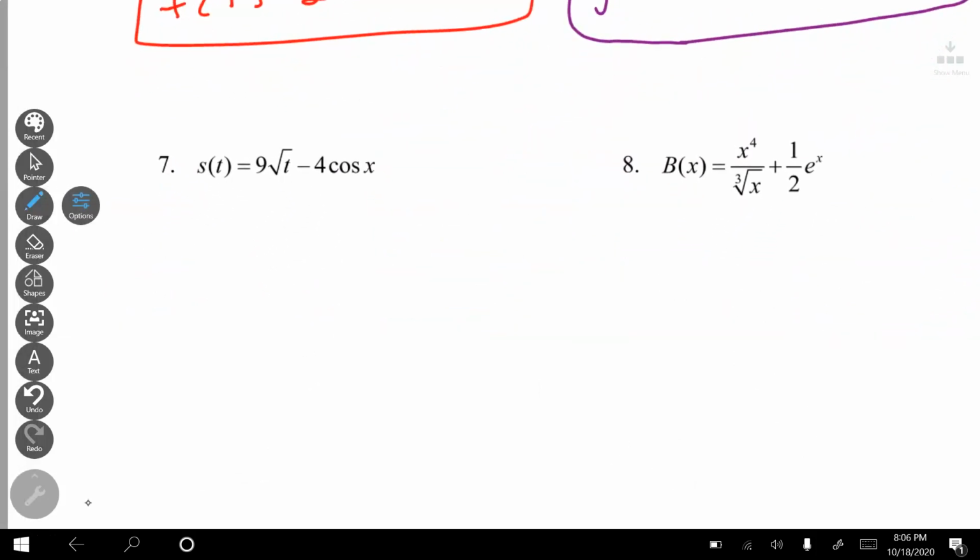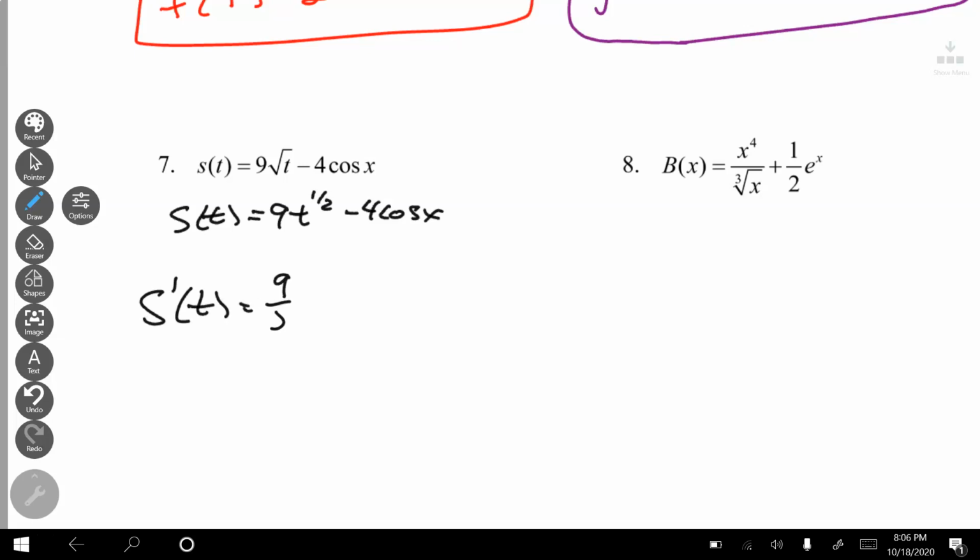Again, I should rewrite things. s of t equals 9t to the 1/2 minus 4 cosine of t. And s prime of t is equal to, it's just 9 over 2. t, 1 minus 2, negative 1/2. And the derivative of cosine is negative sine, times negative 4 is plus 4 sine of t.